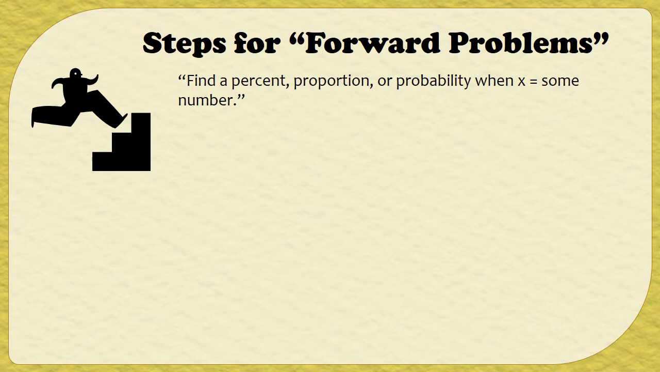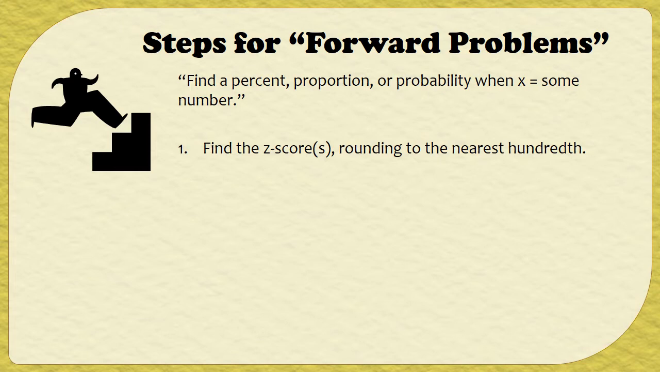Here are the steps for these problems. First, you need to find the z-score, rounding your value to the nearest hundredth. Now, sometimes you'll be given a z-score, so step 1 is really fast, and other times you'll have to use the z-score formula to determine the value.